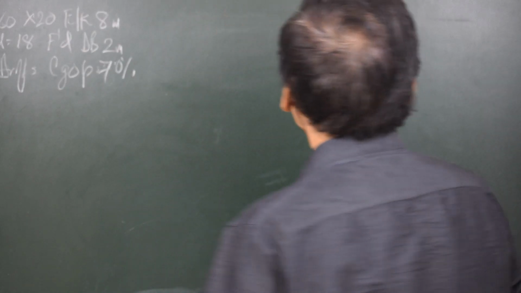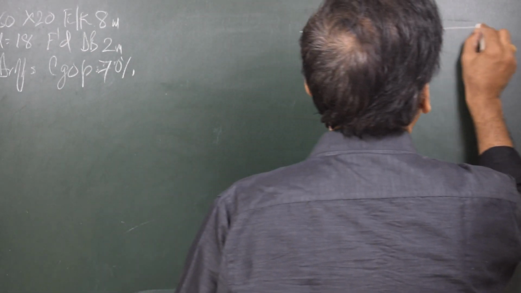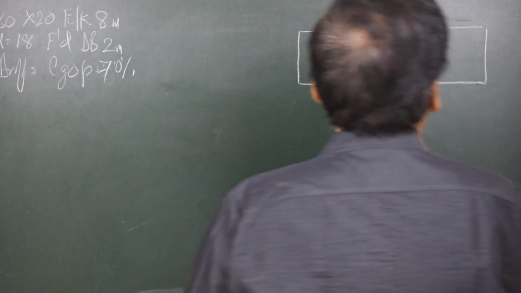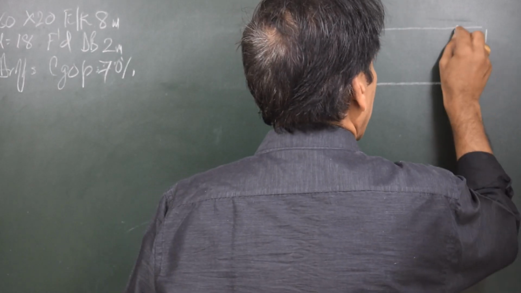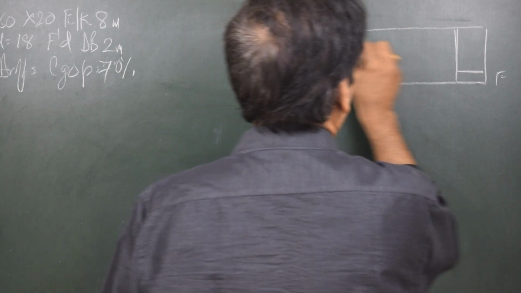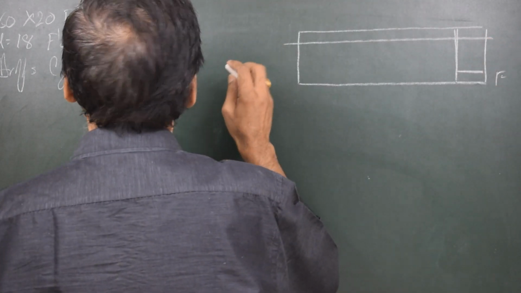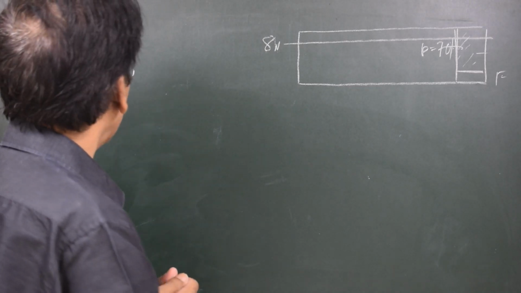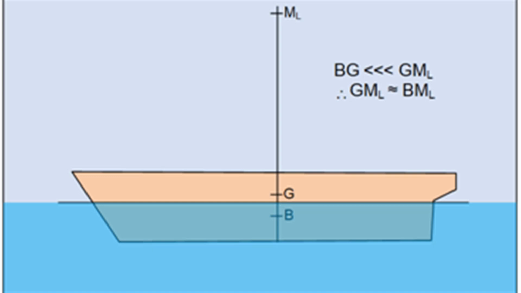It says that there is a vessel 160 meters in length. If we consider this side as forward, there is this double bottom and the vessel floats at even keel draft of 8 meters. There is this cargo of permeability 70%, 8 meter draft. KG is not given. When the KG is not given, we use BML instead of GML.